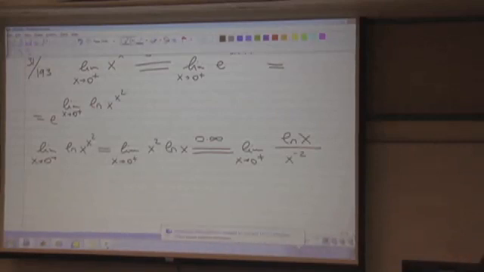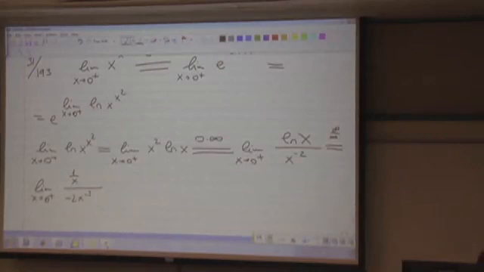I just wrote it as x to the minus 2 so you can see it a little simpler, instead of 1 over x squared, when we take the derivative. That's why I figured I'll help you out. So now we're in a situation in which we're going to have infinity over infinity. So it's the limit as x goes to 0 plus of 1 over x divided by minus 2x to the minus 3.